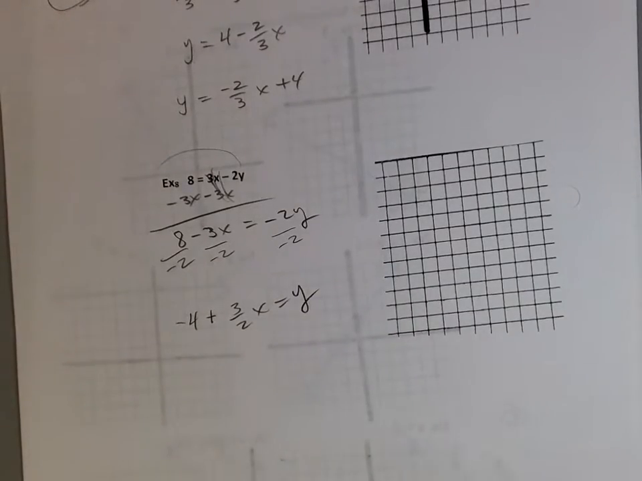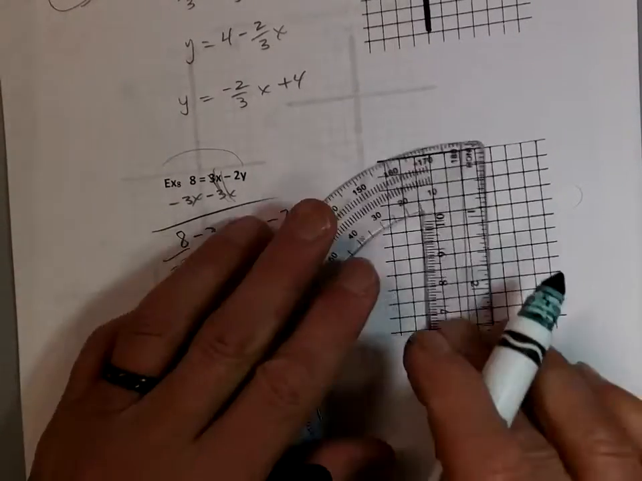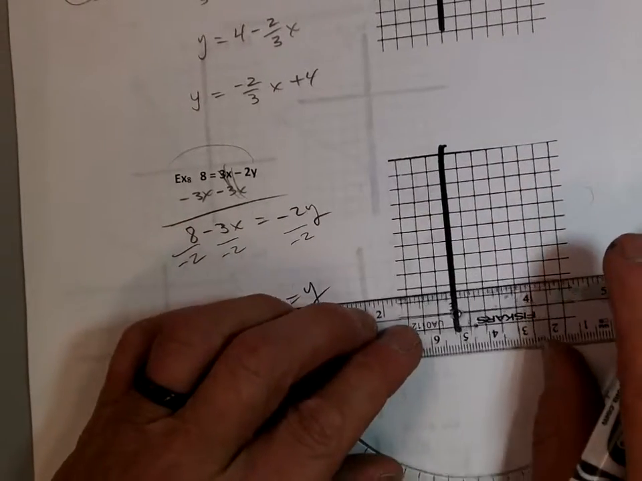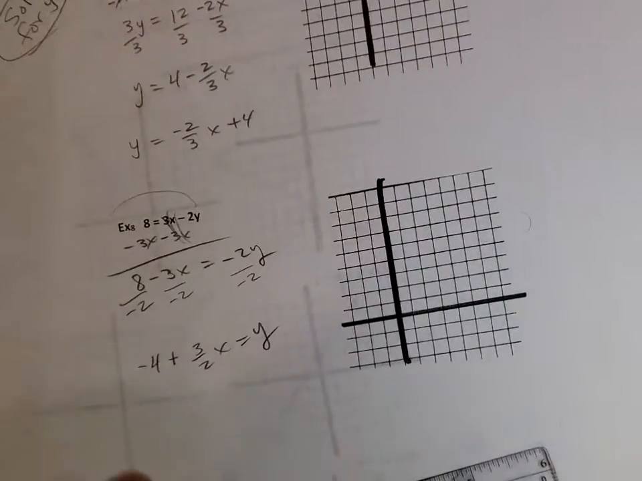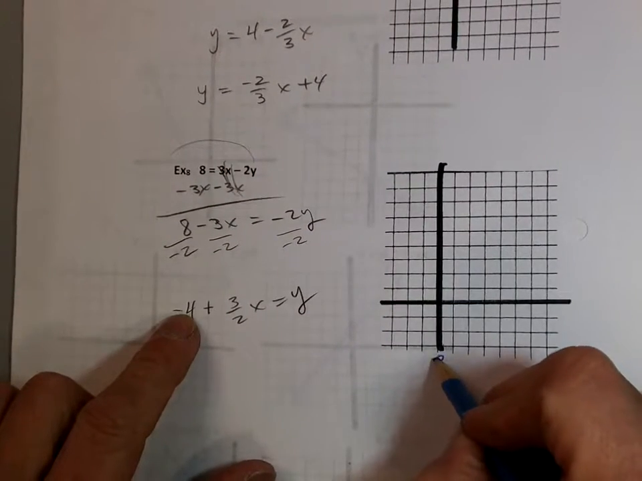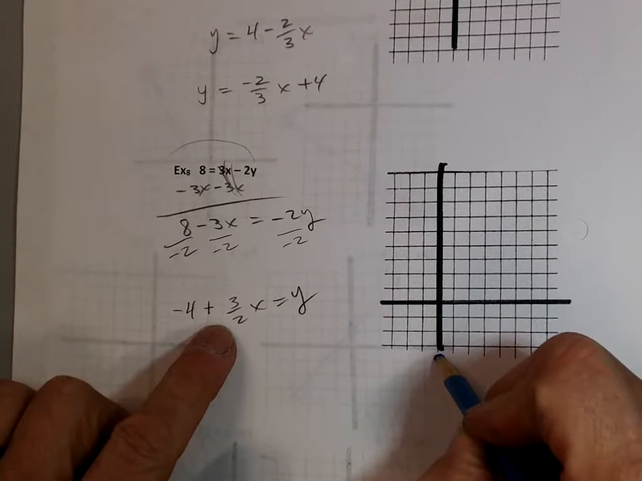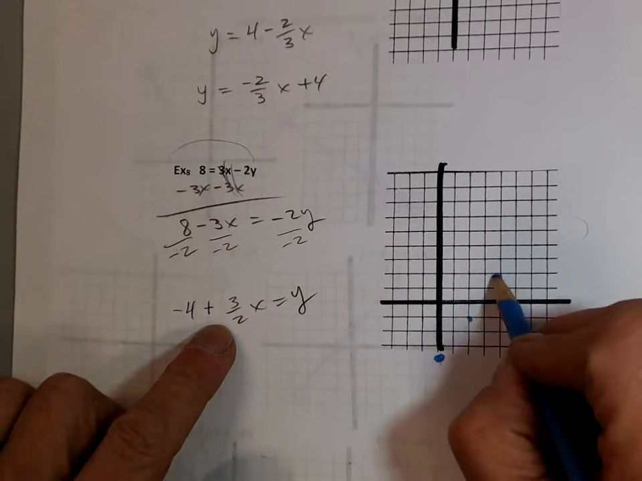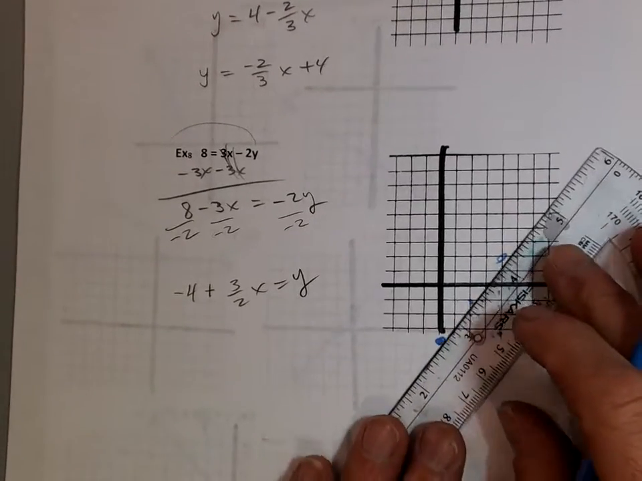Even though it's written backwards, I can still graph it, right? I'm going to start at positive 4. Okay, start at negative 4. My bad. Start at negative 4, so it's right about there. Start at negative 4. Up 1, 2, 3. Or 1, 2. Okay. And there it is.